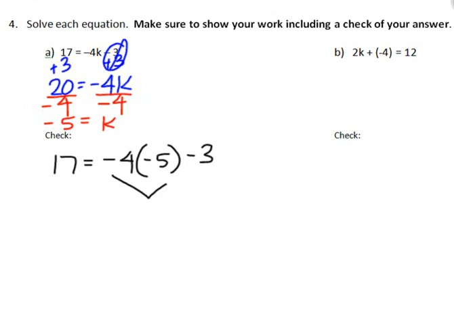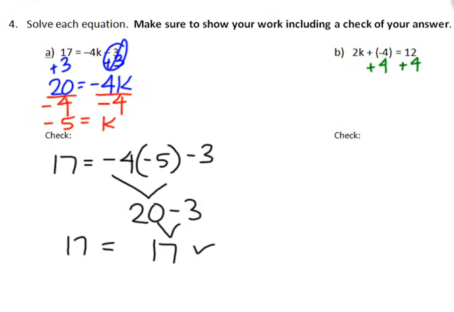So negative 4 times negative 5 is 20. And 20 minus 3 does equal 17. So that works, and I know that negative 5 is the correct answer. Part B, I'm going to start by adding 4 to each side. So I have 2k equals 16, and then after dividing by 2, I get 1k equals 8.